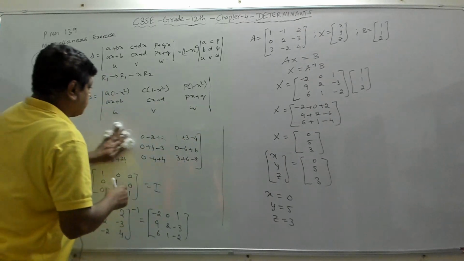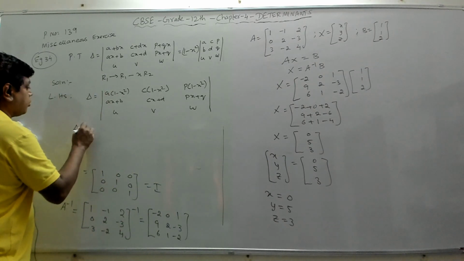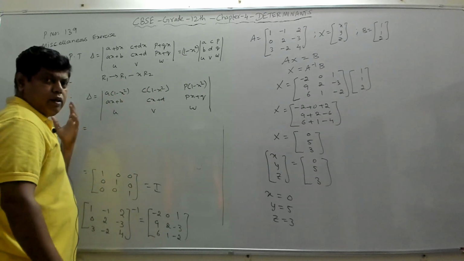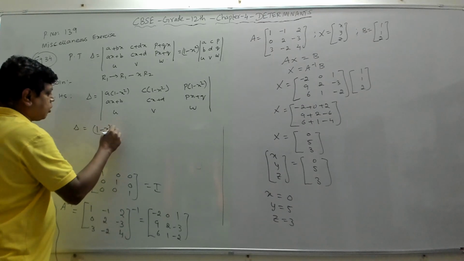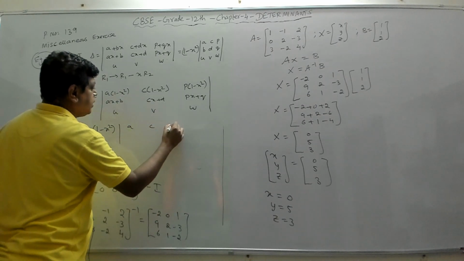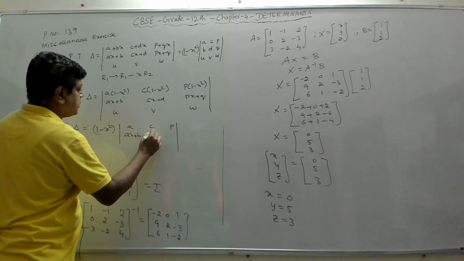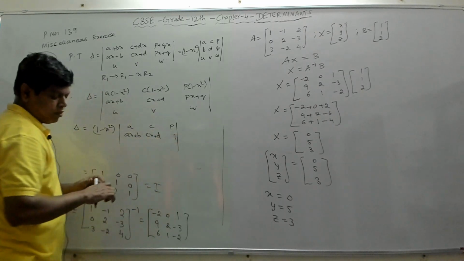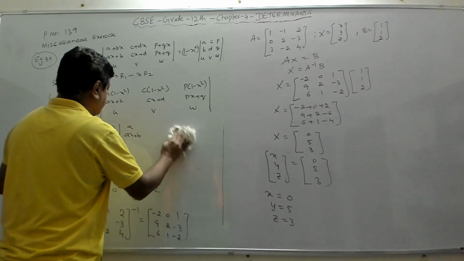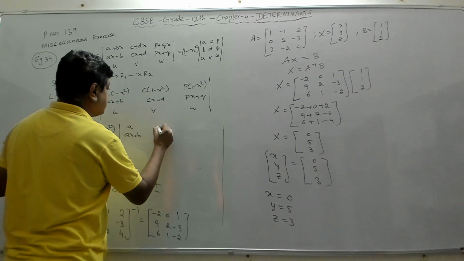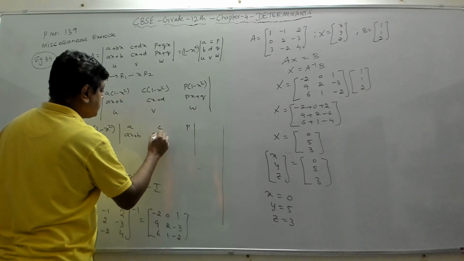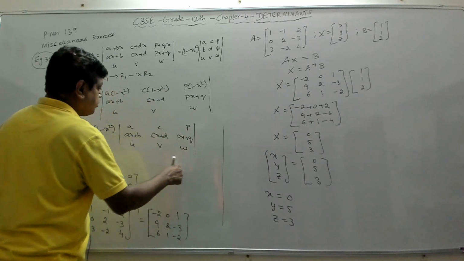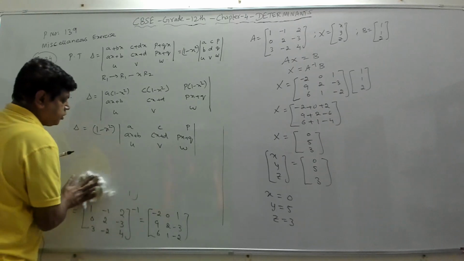Now again, if we observe here, delta equals, here 1 minus x square is common in the first row, right? So we can take 1 minus x square out. So 1 minus x square comes out, and we will have a, c and p. The second row is ax plus b, cx plus d, px plus q, and the third row is u, v and w. Fine.